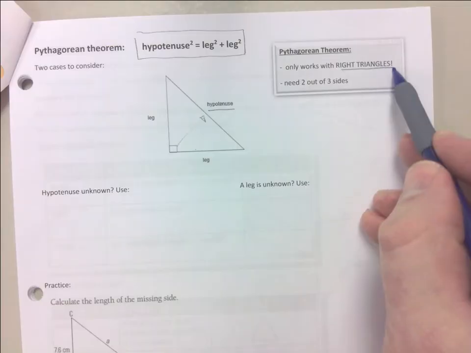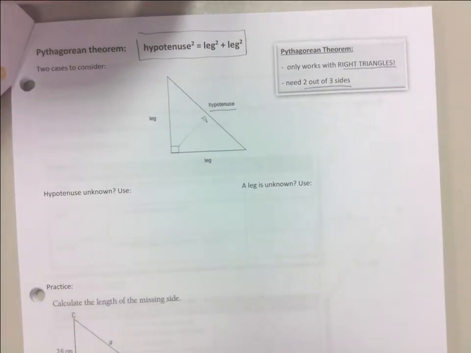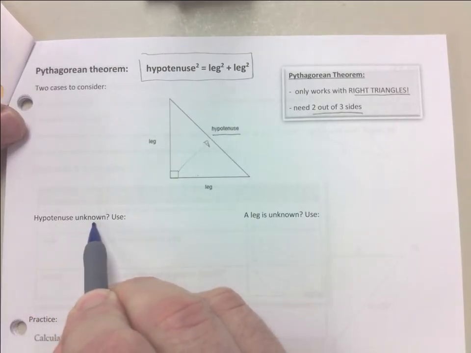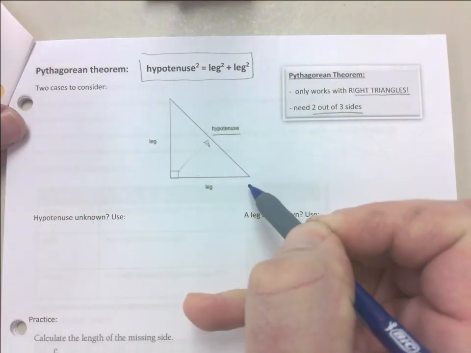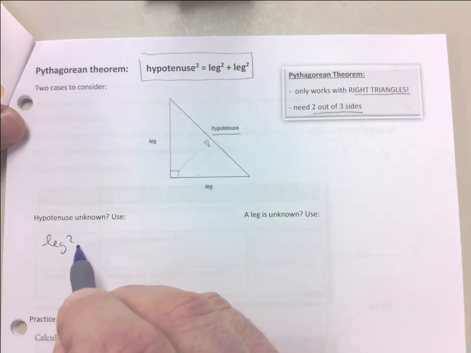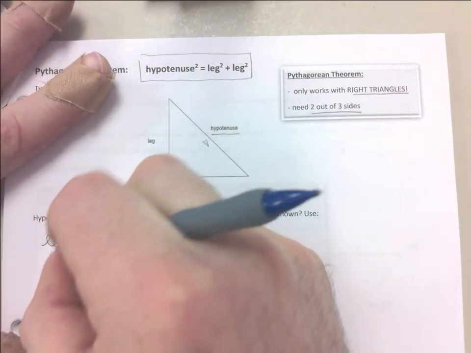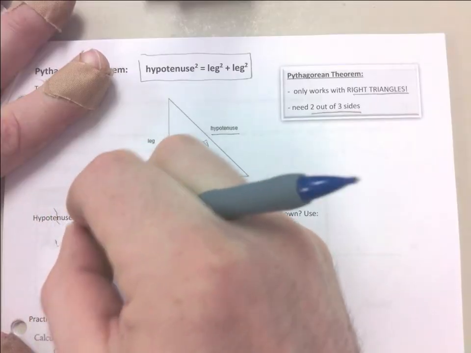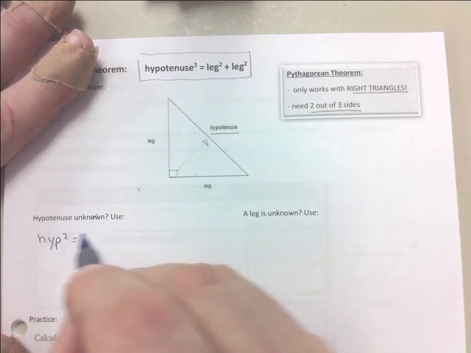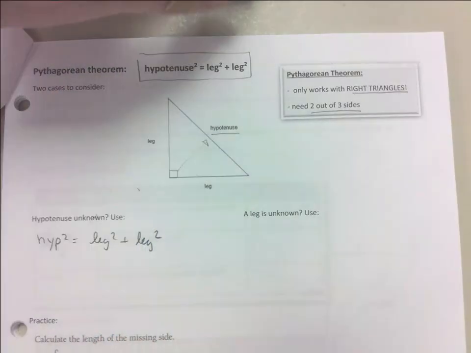It only works with right triangles, and you need two out of the three sides for this to work. Very rare that you will need this, but I am just preparing you just in case. If the hypotenuse is unknown, then I use this one. Hypotenuse squared is equal to leg squared plus leg squared. That's really what the theorem states.